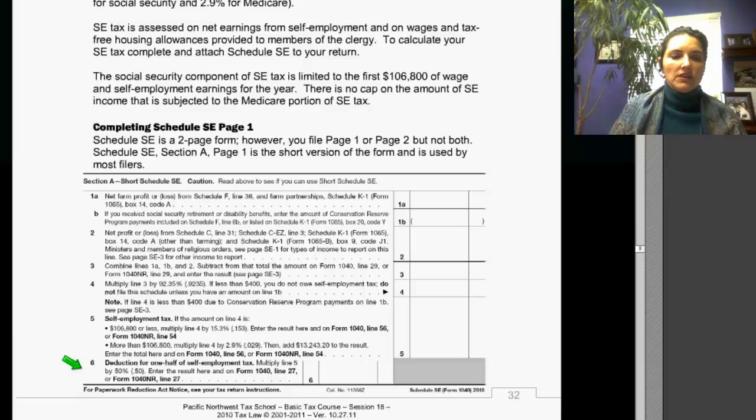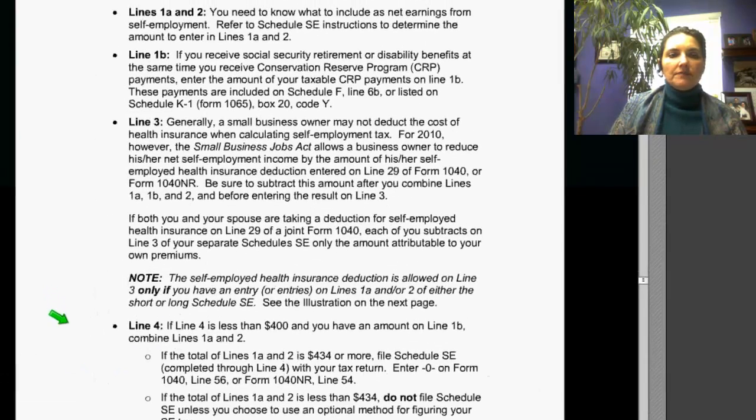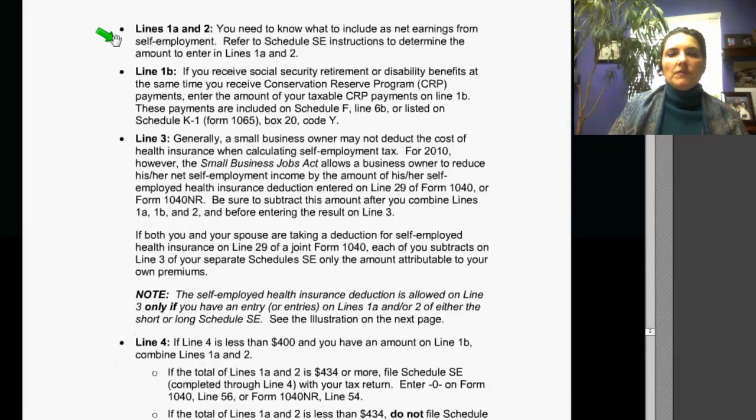So let's see how this illustration turns out. So let's read through these lines in a little more detail, beginning with lines 1 and 2. You need to know what to include as net earnings from self-employment. You should refer to Schedule SE instructions to determine the amount that you need to enter on line 1A and 2.